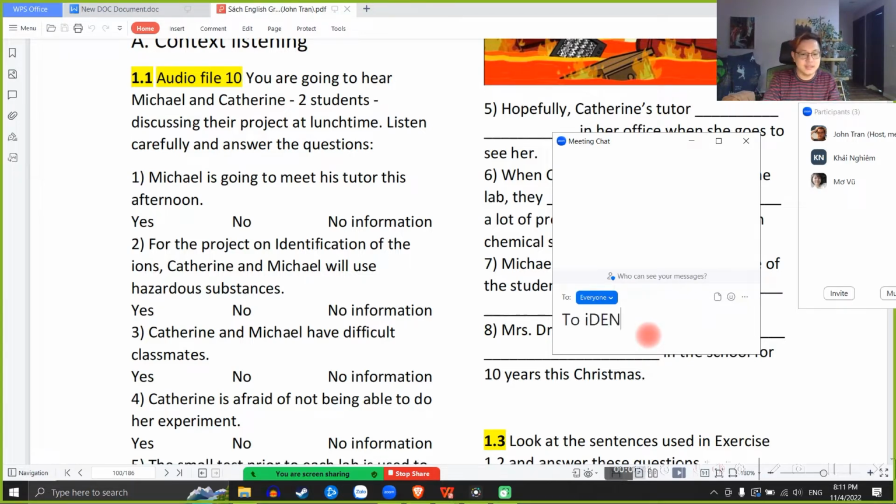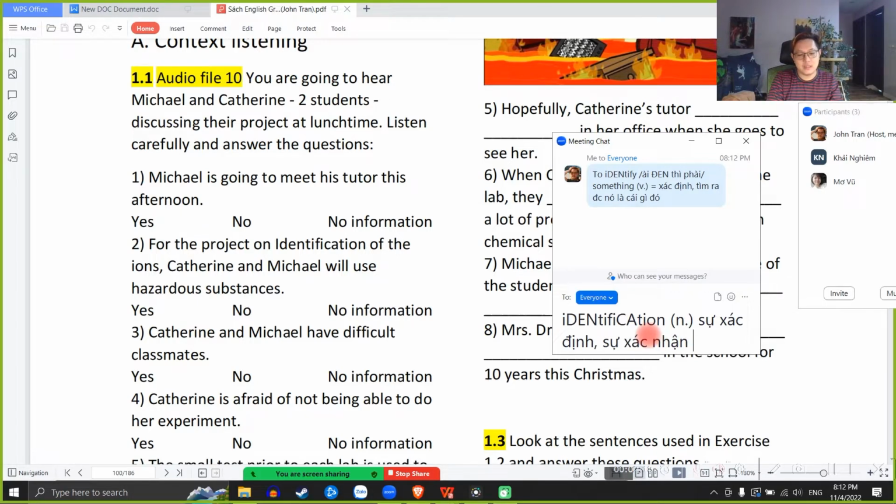identification, you know the word identify, right? Identify, to identify means xác định, tìm ra được nó là cái gì. So to find out what it is, to identify something. Xác định thì là we have identification, sự xác nhận, sự xác định, danh tính.